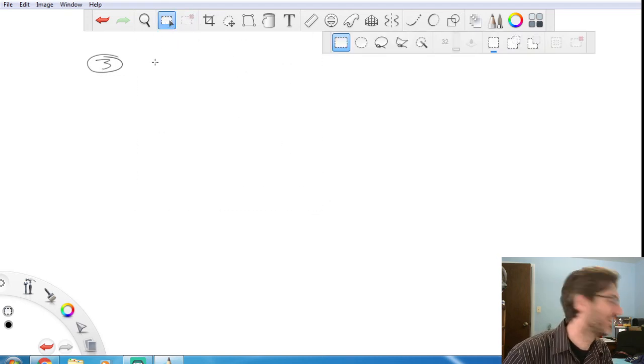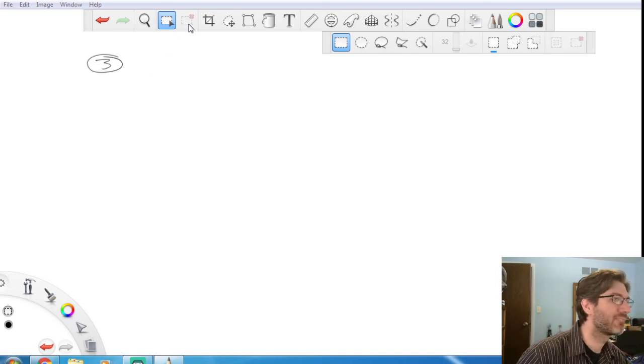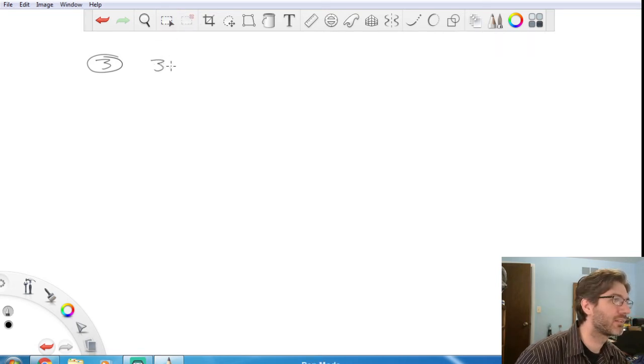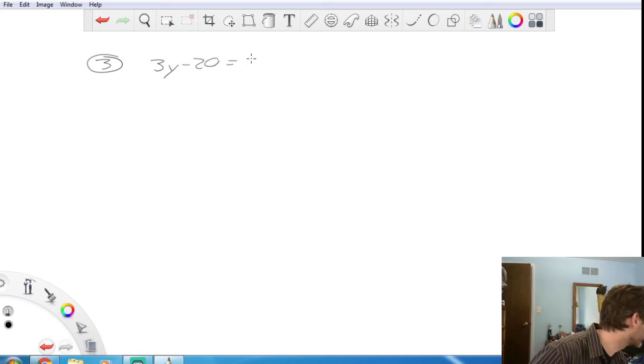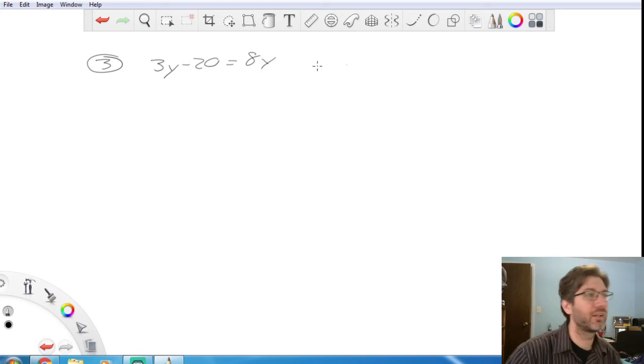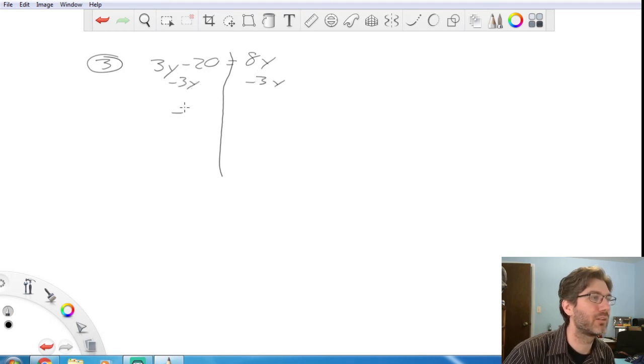So your problem is 3y minus 20 equals 8y. Again, you have the option of bringing the 8y over, the 3y over. I'm still going to bring the 3y over. So subtract 3y from here, subtract 3y from here. Negative 20, because this cancels. This gives you 5y. You don't have any addition or subtraction over here, so you're just going to divide by 5 and divide by 5. This gives you negative 4, which is the answer, equals y.